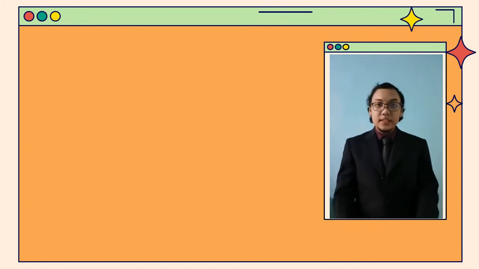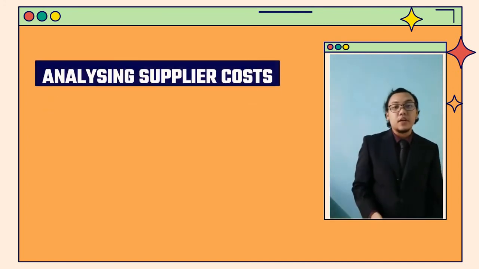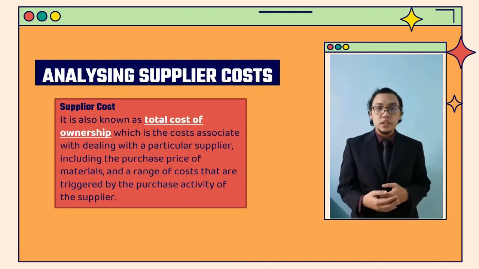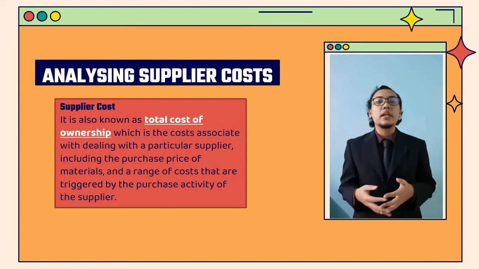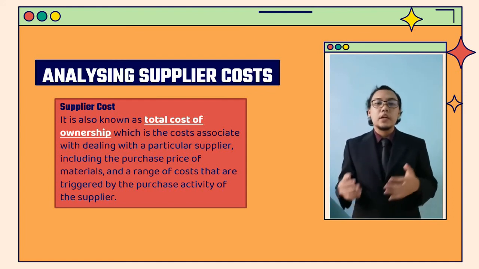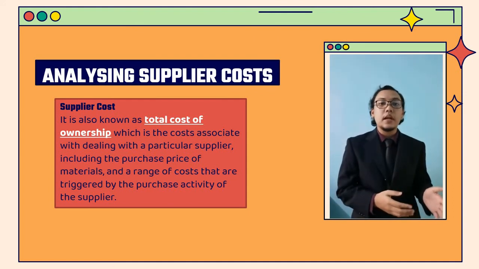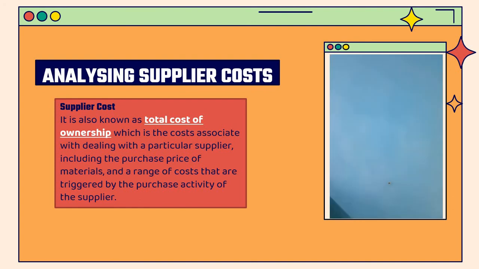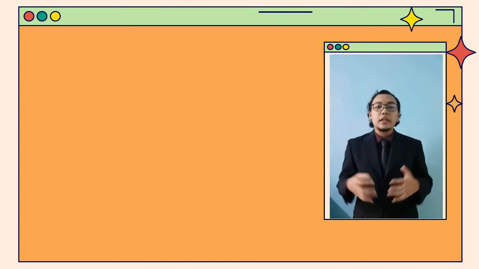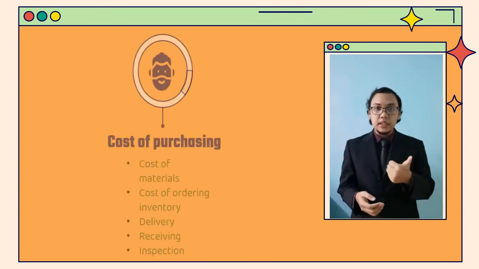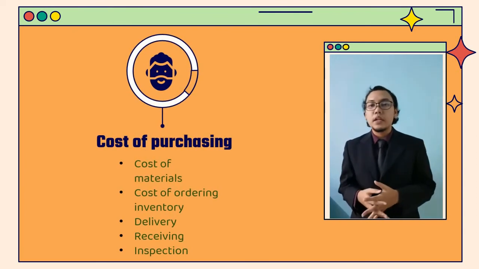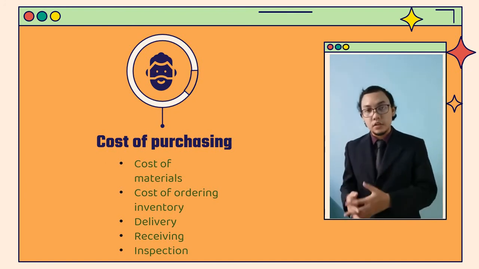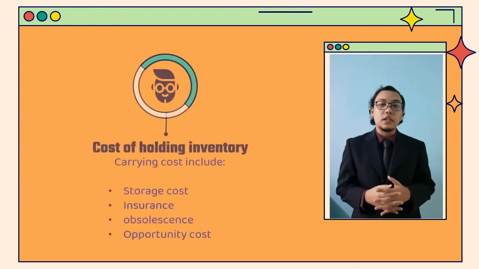The next way to manage suppliers is by analyzing the supplier cost. Supplier cost is also known as the total cost of ownership, which is the cost associated with dealing with a particular supplier, including the purchase price of material and a range of costs that are triggered by the purchase activity. They include, first, cost of purchasing, that is cost of material, cost of ordering inventory, delivery cost, receiving cost, and inspection cost.